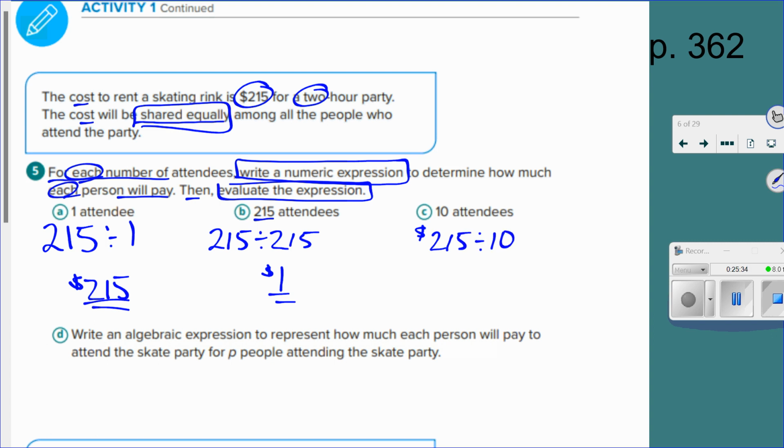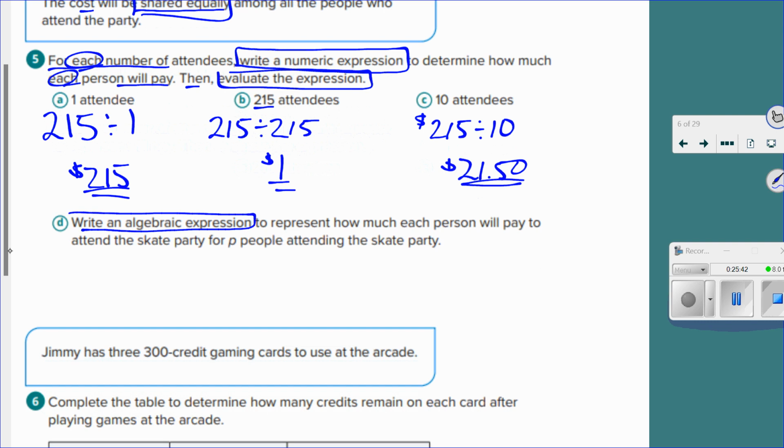Make sense? So now to write an algebraic expression for this, what was I doing each time? For the number of people P, I was taking 215 divided by P, or if you wanted to write it as a fraction, that would also be acceptable. But that's all you need to do. So we'll do the next one together just because we're running out of time.